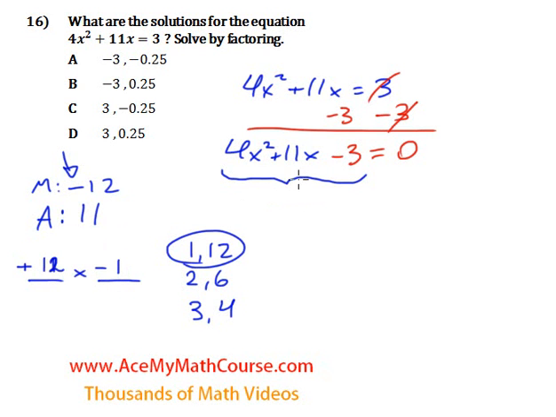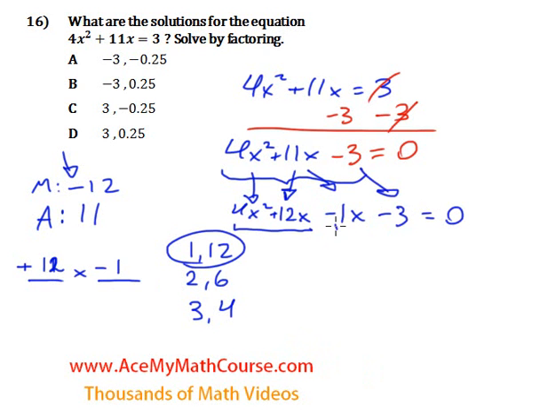So, with that in mind, I can split up the 11x into 12x and negative 1x. Then I can bring down the negative 3 and the 4x squared. Okay, now what? Well, we can pair these and those. And I can factor out a 4x over here. 4x squared divided by 4x is just x. 12x divided by 4x is just 3.